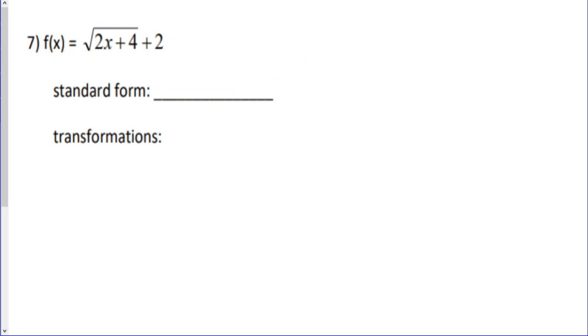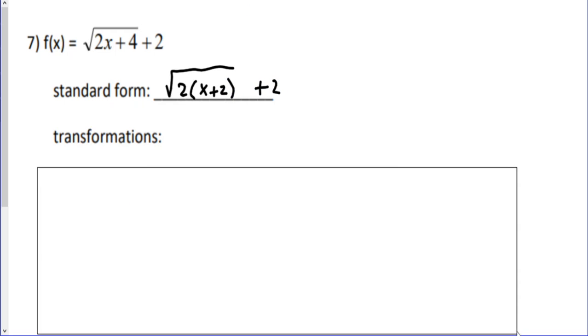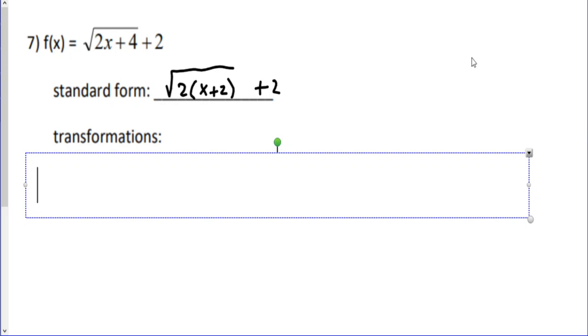Okay, problem number 7. Not in standard form, so I'm going to have to do a little writing for a second because I can't type square roots. I have the same issue here where the inside of this square root does not look correct. So when I fix it, I'm going to say this really should be 2 parentheses x plus 2, and then the plus 2 on the outside is fine. So that's going to be our standard form.